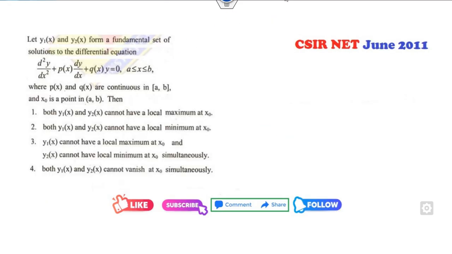Okay, look at this another one. y1 and y2 are the fundamental solutions of this p y dash plus q y is equal to 0. Then p and q are continuous. Okay, I can simply choose p and here. So what is my equation?